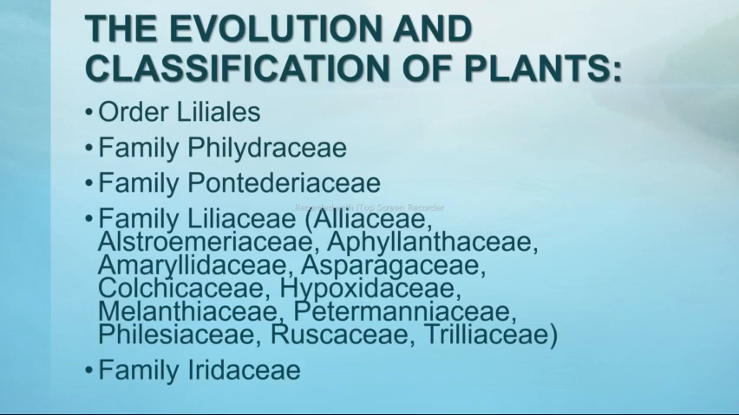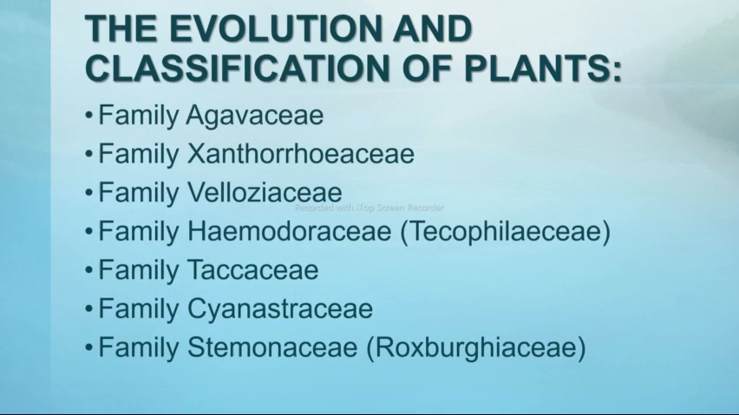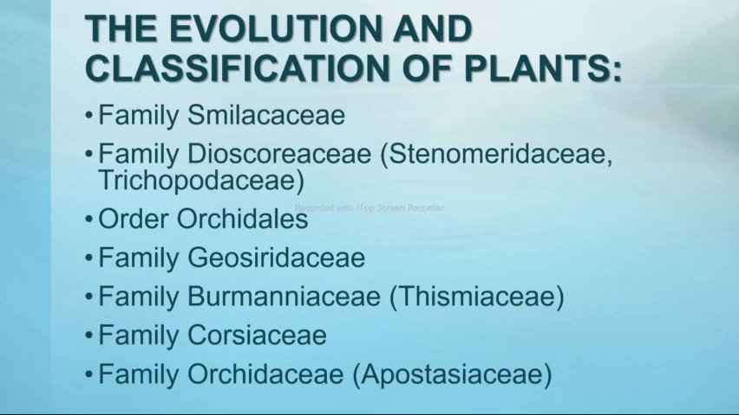Next is family Agavaceae, family Xanthorrhoeaceae, family Velloziaceae, family Haemodoraceae, which is also known as Tacchaceae or Taccaceae. And next is the family Stemonaceae. And the next family is Tecophilaeaceae, which is also known as Rosenbergiaceae. And the next family is Dioscoreaceae, which is also known as Stenomeridaceae, and Trichopodaceae. Next order is Orchidales, and it includes the families.